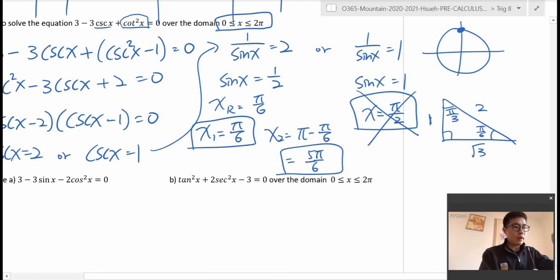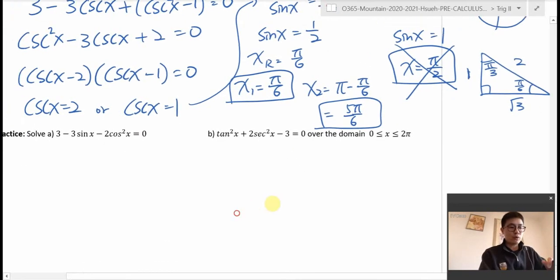Okay, so again, let me say it again. For cotangent squared x, pi over 2 does not work because cotangent is the same thing as 1 over tangent. And we know that for tangent to be 0 or undefined, that means cosine would have to be equal to 0. And we know that at pi over 2, cosine is 0. So you've got to reject that answer. Okay, so you should always check with the restriction.